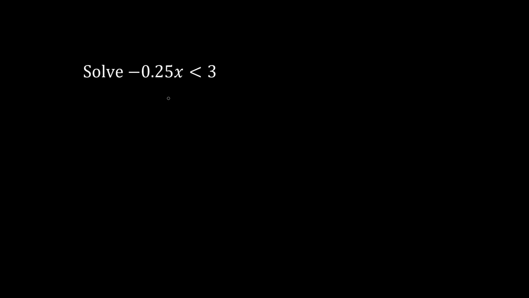To solve this inequality, we multiply both sides by -4. Negative times negative is positive, and when we multiply 0.25, which is 1/4, by 4, it becomes 1x, or just x, on the left-hand side. And because we're multiplying by a negative number, we flip the inequality this way. And we have 3 times -4, which is -12. Thus, x is greater than -12.